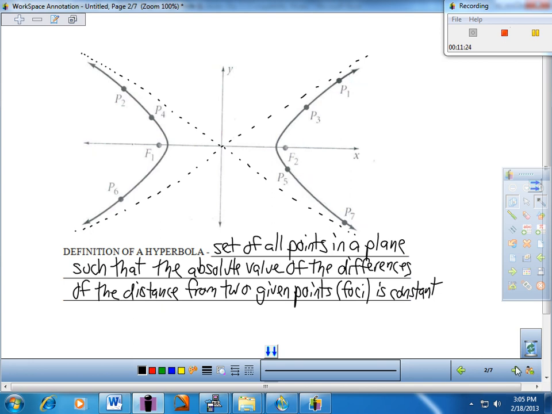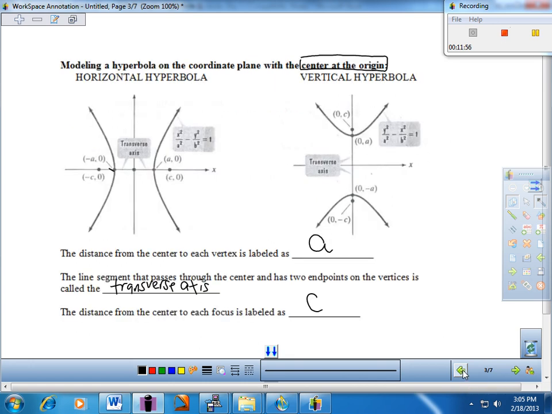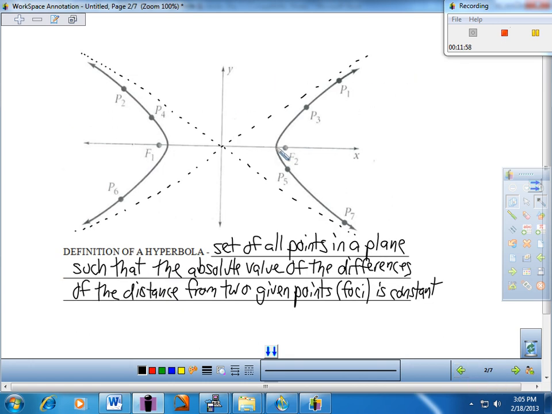Nice. All right, let me go back to my screen that has the second piece. You're probably flipping forward and backward here, so keep it going if you would. It says, draw two tangent line segments that touch each vertex and end at the asymptotes. All right, so tangent line segments touching the vertex and end at each asymptote. See if I have that. All right, so guys, here are your vertices, one right here and one right here. So I want to go tangent to that and ending at each asymptote. So we're going to go dotted on this. Something like that, I believe, is what we're looking for.